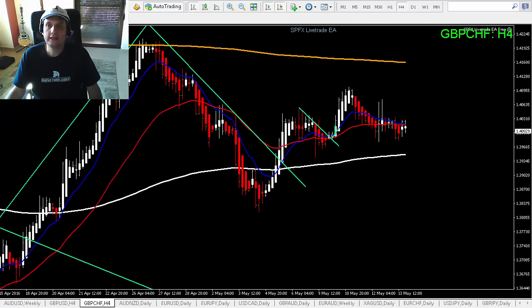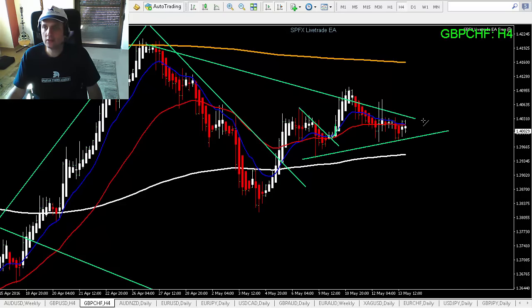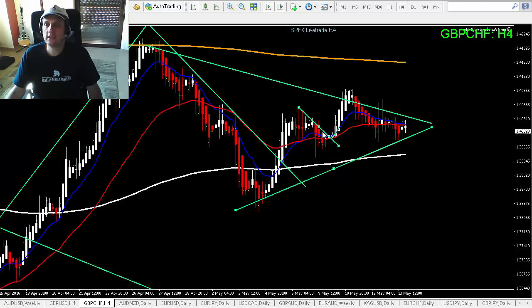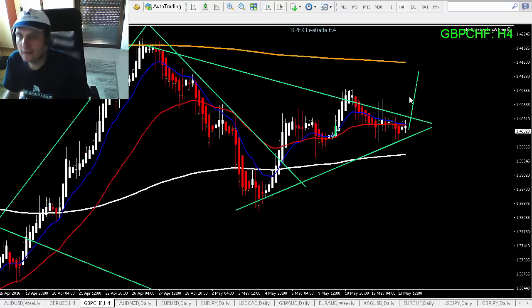So it doesn't look good for new setups right now on the lower time frames. There's really nothing going on. We have a range here, or we have kind of a wedge. It's not worth touching this until this is really going somewhere. I would prefer for the price to break out in this direction, just because I'm long.